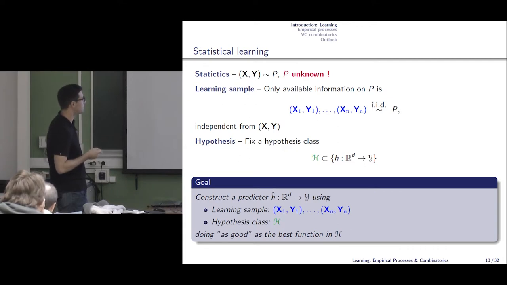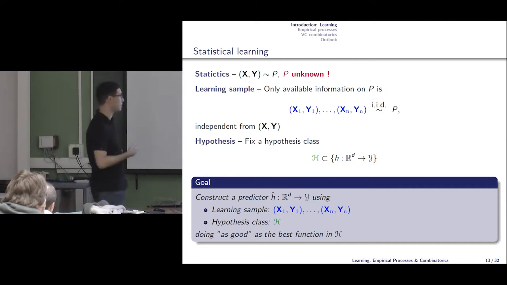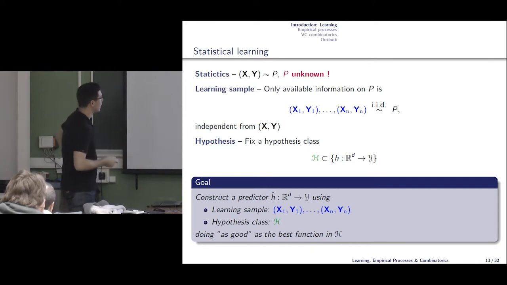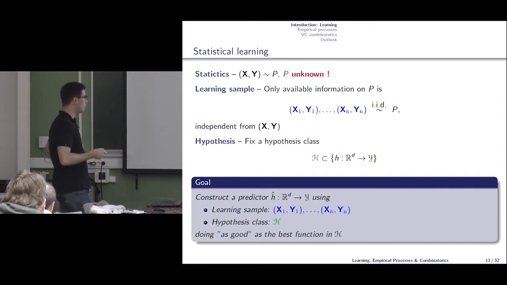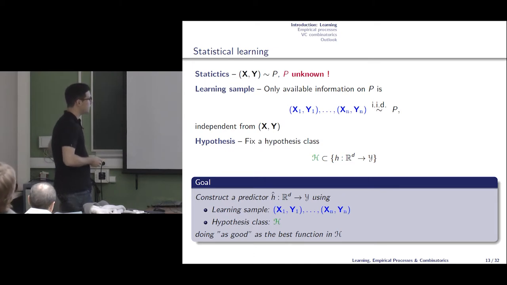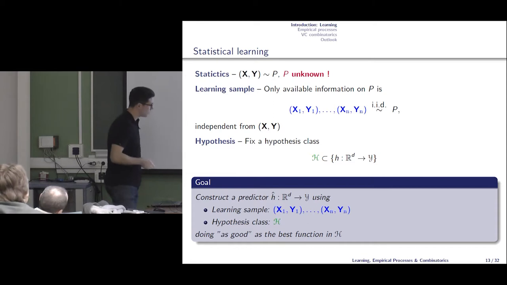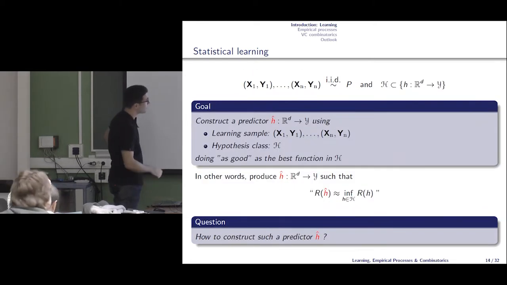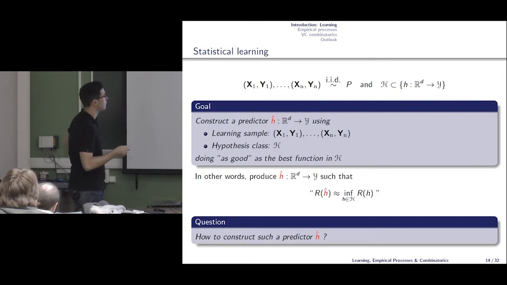so now suppose I fix a so-called hypothesis class. This is a family of functions that I fix, they are known to me as a user, say, and now can I construct a function h hat using only the learning sample and the hypothesis class that does as good as the best function in H? So as good has to be defined properly. And what I mean by as good, I'm just repeating notations here.